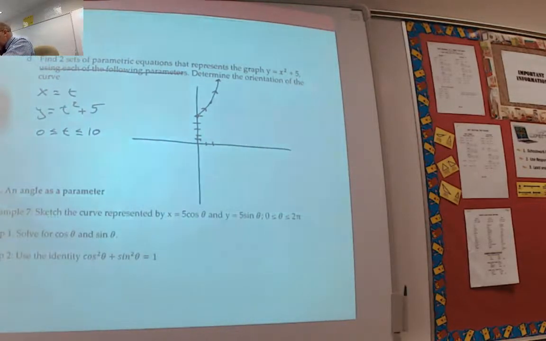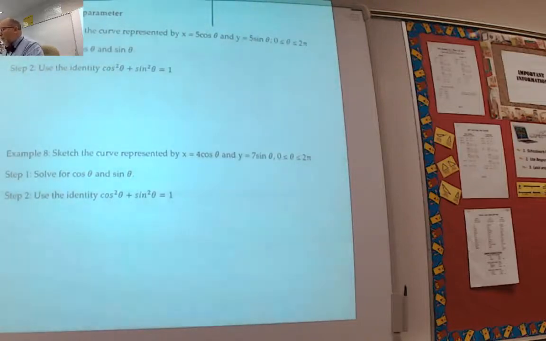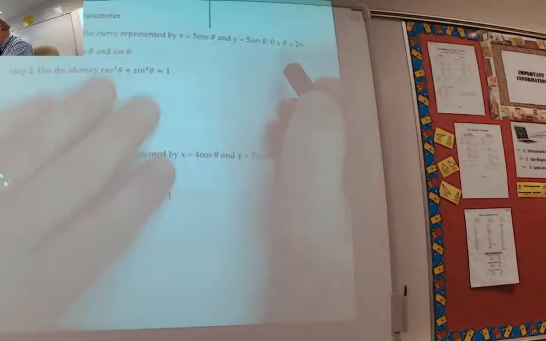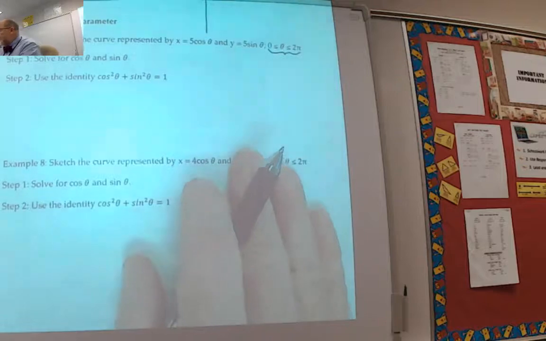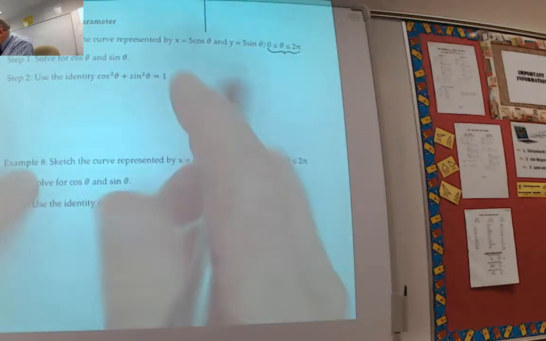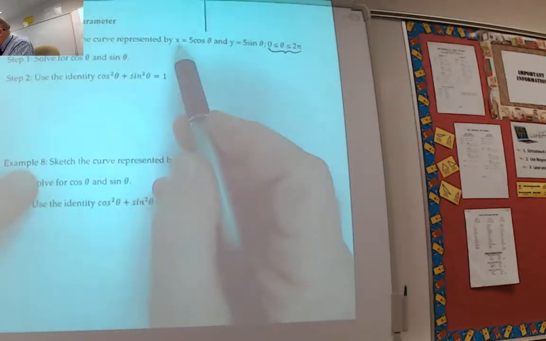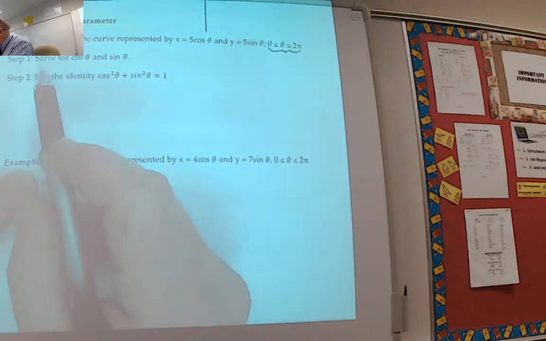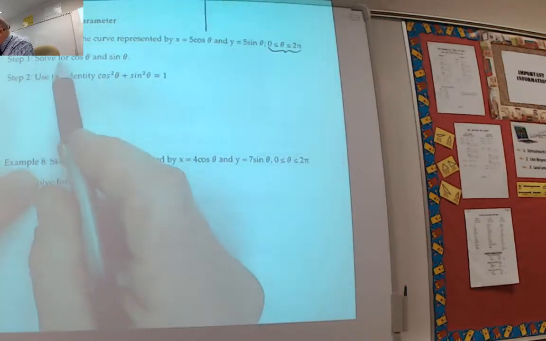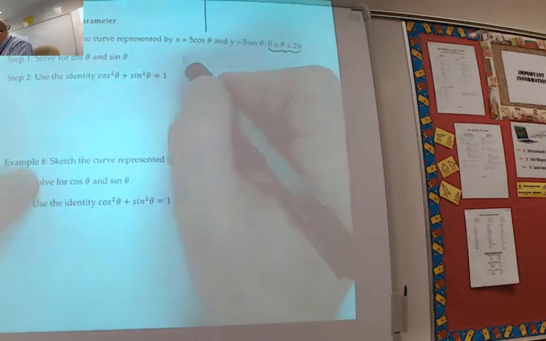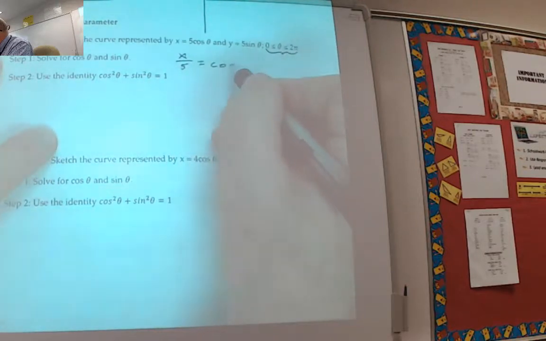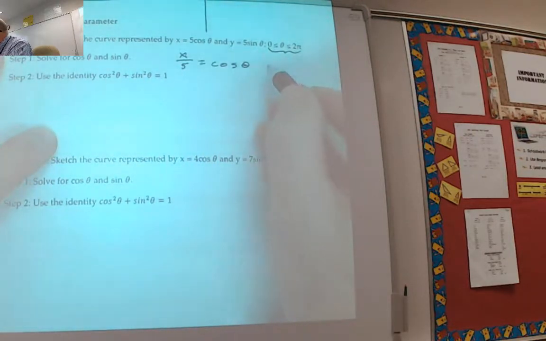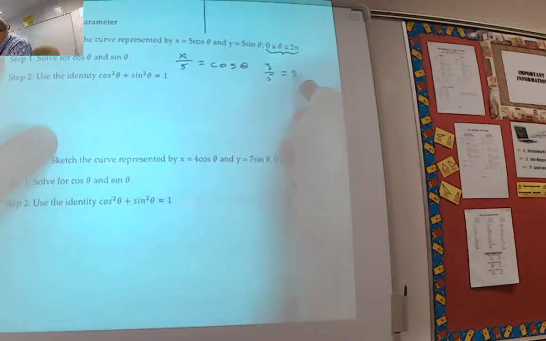All right, so here's another one. Here's another very common one. So rather than time, you have an angle measurement. And you can see right here, they give you your range or your domain of theta. And it says sketch the curve represented by those. Well, sometimes it's easy to solve for cosine theta and sine theta. So in other words, I get x over 5 is equal to cosine theta, and y over 5 is equal to sine theta.